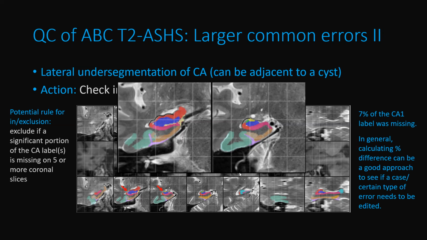If you're uncertain if your error is big or not, you can edit the case and then calculate the difference to see if this is really a big error or something very small. Like if the difference is less than 1%, then maybe it doesn't make sense to do the editing or the exclusion. But if it's 7%, then it's of course important to do something about it.